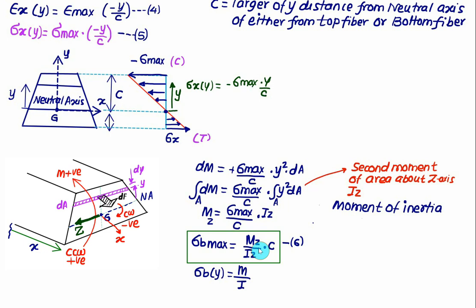When I write here default, it means that our z-axis multiplied by constant c and multiplied by minus y by c. So c and c will be cancelled out, and we have bending stress at any distance y equal to M into y divided by I. We forgot to write the negative sign here. So the bending stress at any distance y is given as minus M into y by I.